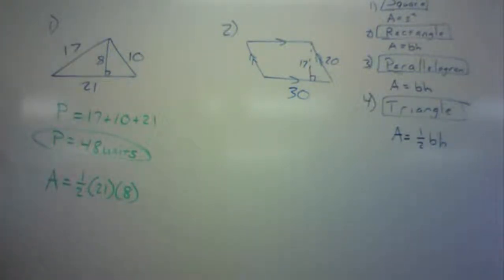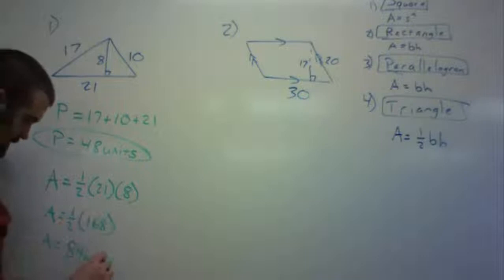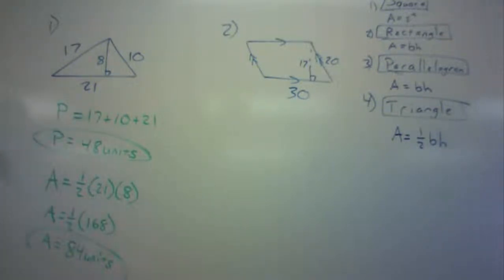If you set up the area equation right, you got this. Area equals 1/2 times 21 times 8. And then if you did your work correctly, you would have got 84 units squared. I forgot squared.